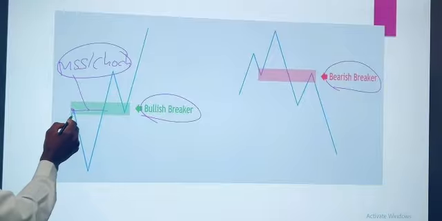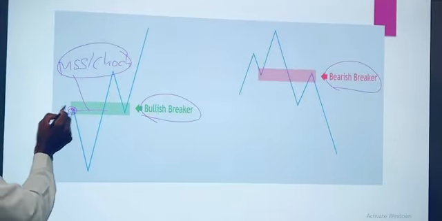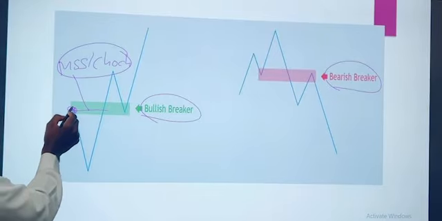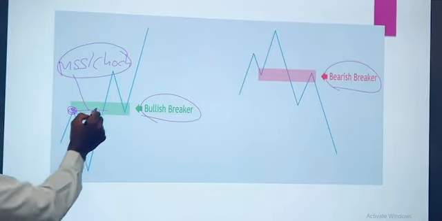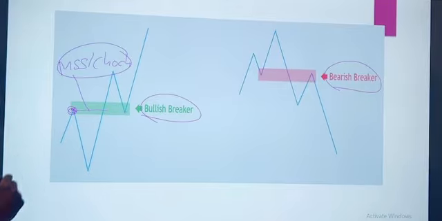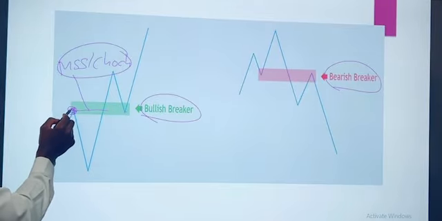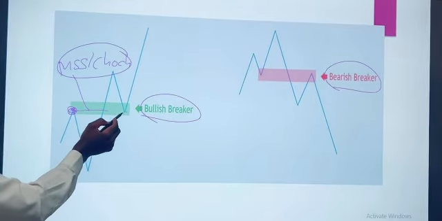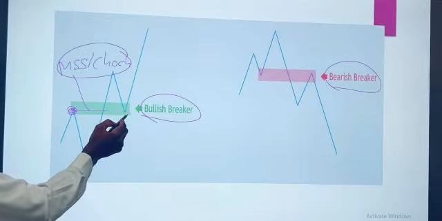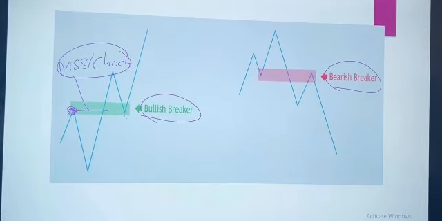Now this resistance which is being broken turns into a support. So if the market comes back here, you don't call it resistance or support again. You call it what? Breaker. Your breaker zone or your breaker block.